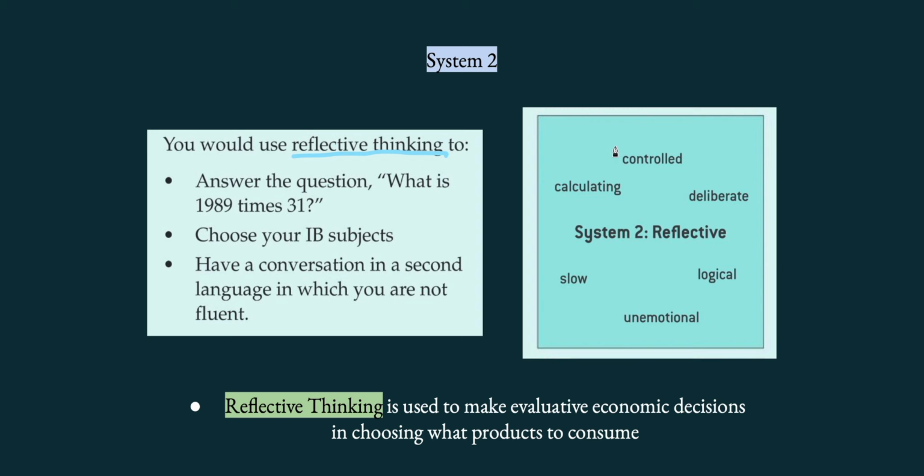Now, these words can basically represent reflective thinking. It's controlled, it's calculating, deliberate, logical, really important. It's more logical when we think about something over a longer period of time. However, it is slow, and the decisions are typically unemotional because you're considering it from a logical perspective. Okay, and reflective thinking is going to be used to evaluate economic decisions and choose what products to consume.